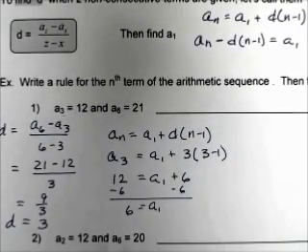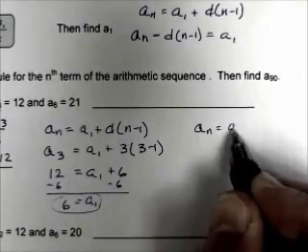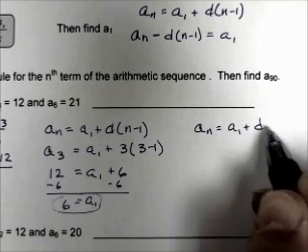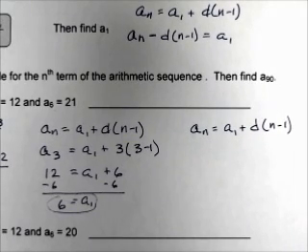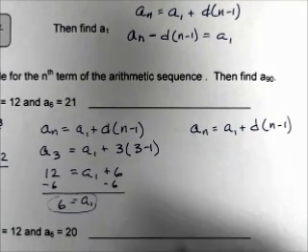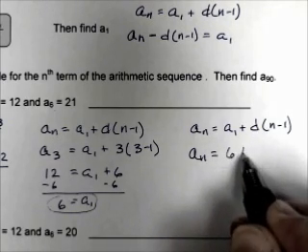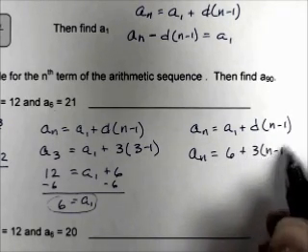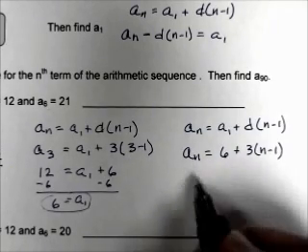All right, we have a_1. We know what a_1 is. We know what d is. Now back to our formula again, replacing a_1 and d with their values and leaving n as the variable. So a_n equals 6 plus 3 times n minus 1. So we're coming up with our rule. Distribute the 3.